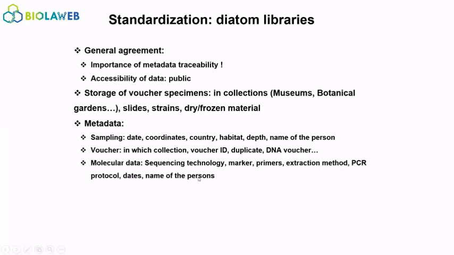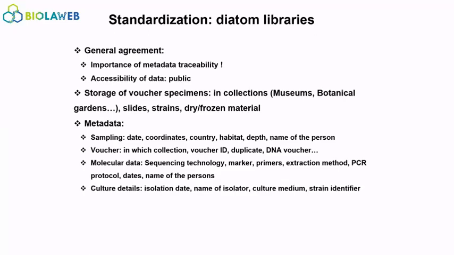Yes, exactly. Species for science, then we have collection. When you produce molecules, it's important to say how you produced it. What kind of sequencing technology? Is it Sanger sequencing? Is it Illumina or whatever? Of course, the marker. Is it 18S? Is it rbcL? It's important to say it. It's important also to tell what kind of primers you used, the extraction method, the PCR protocol, the dates, the names of the persons who produced that.